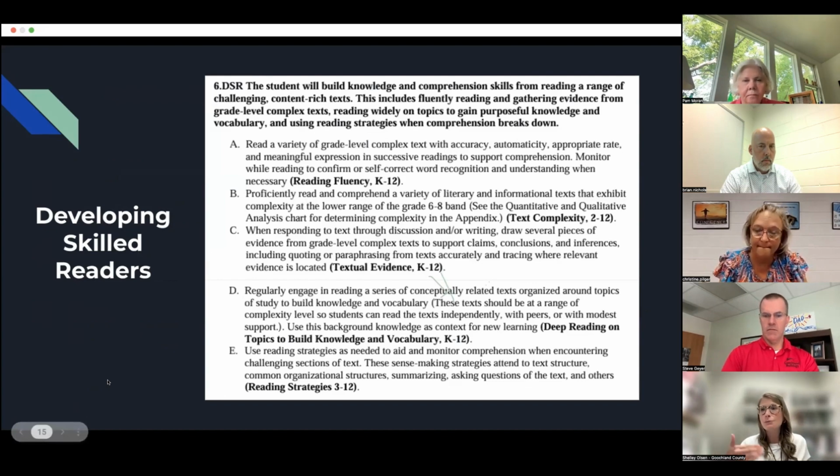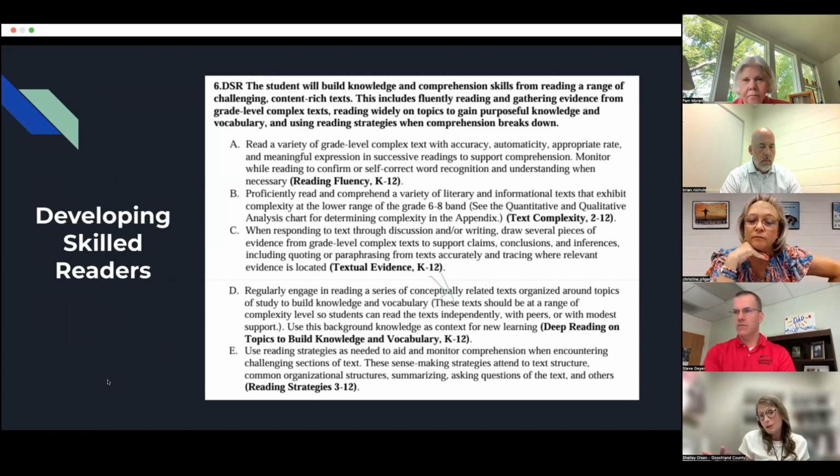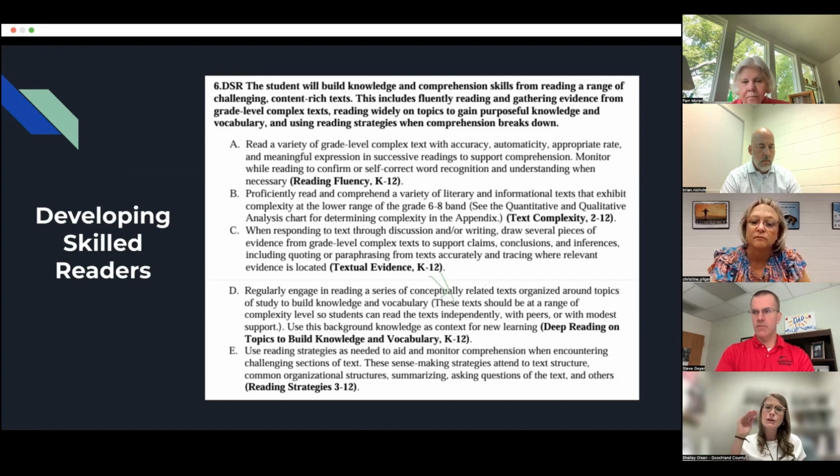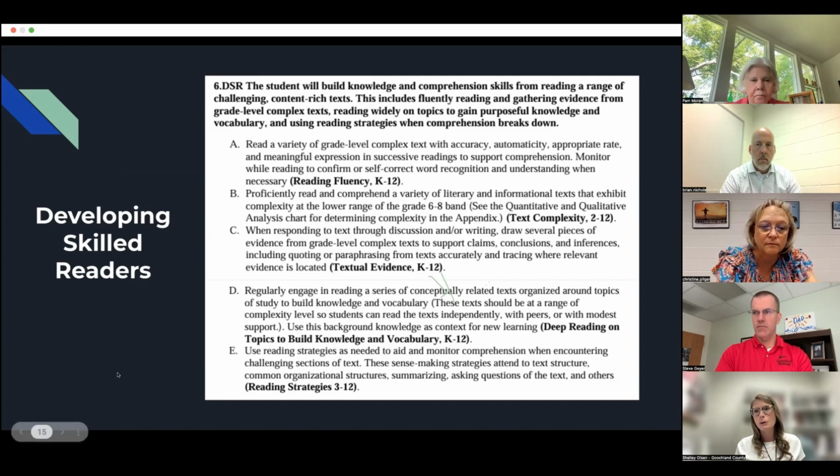So this is just for reading, and this is one of the new components of the reading standards or the literacy standards, which is that all of them have this one standard on developing skilled readers. And then what we're doing with these is these are all skills that are embedded into the other standards throughout the trajectory of K all the way up. So look at a 6th grade example really quickly of that.